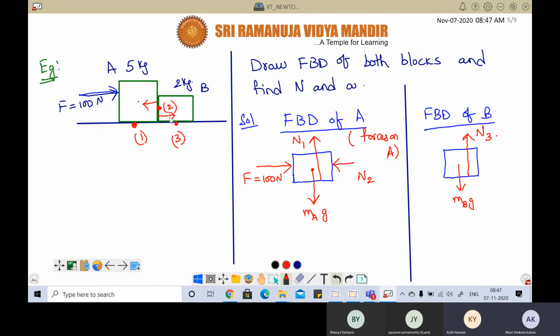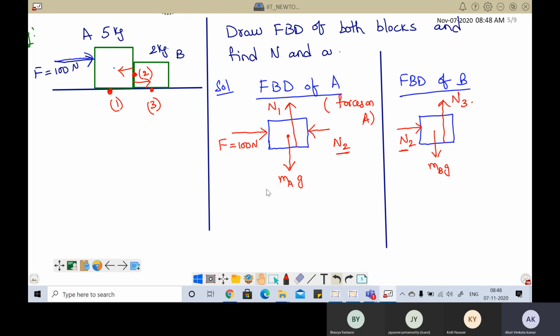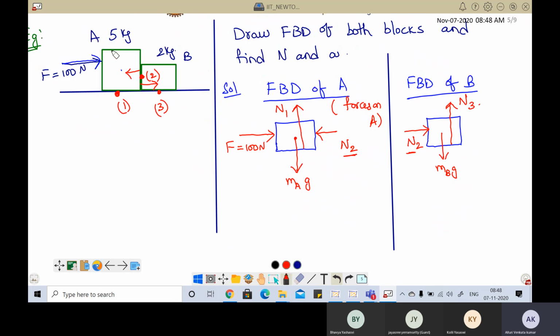Now what about N2? N2 is towards the right side. Correct, because these are action and reaction. So that is how we should draw the free body diagram. And now, just by common sense, when you apply force on block A, will both the blocks move or not? Yes, sir. Which side? Right side. This block is moving right side with acceleration a. This block is also moving right side with acceleration a.